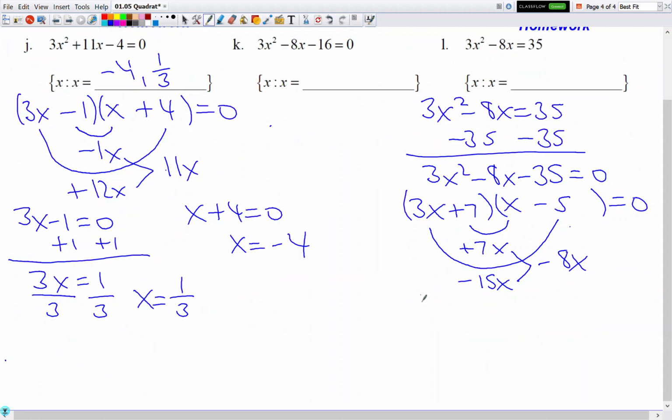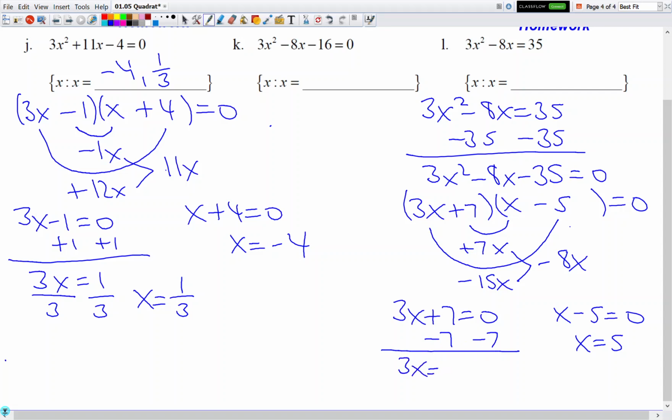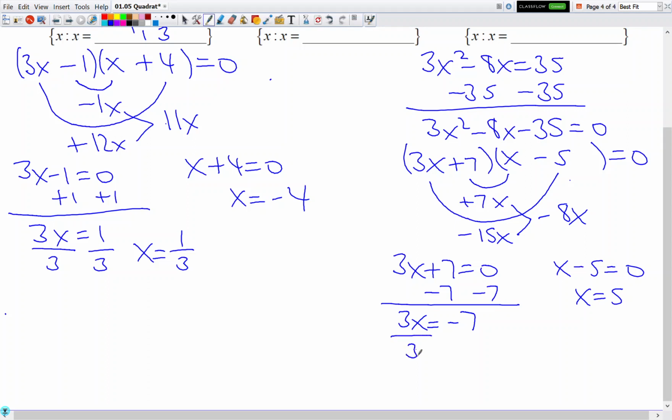So let's write them all out. We got 3x plus 7 equals 0 on the left side, and x minus 5 equals 0 on the right side. On the right side I can just solve it right off the bat. x equals 5, boom, I'm done. I got that answer already. Left side, subtract 7 from both sides. I get 3x equals negative 7, and I've got to have more room. Divide by 3, so I get x equals negative 7/3.